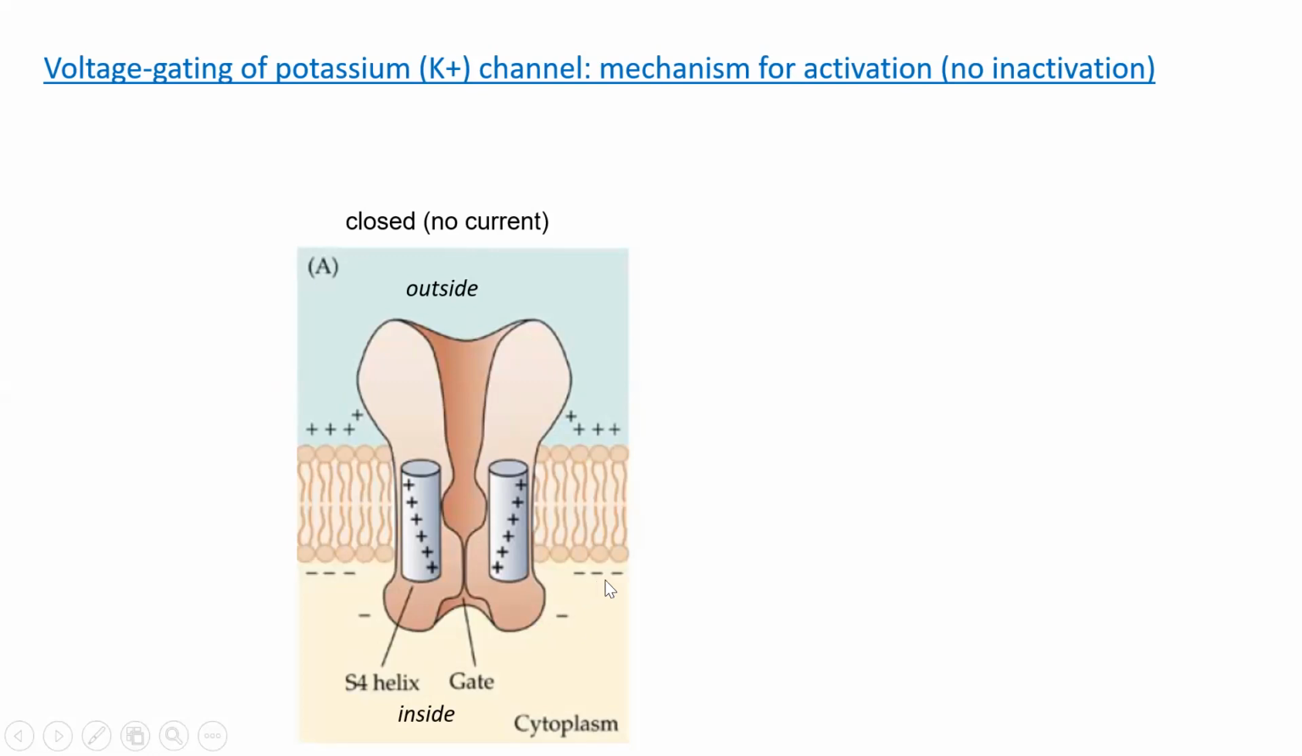inside of the cell is negatively charged with respect to the outside of the cell. And so there are two charged proteins in the potassium gate, and those two charged proteins are drawn by the net negative charge inside the cell to pull together and close the gate.